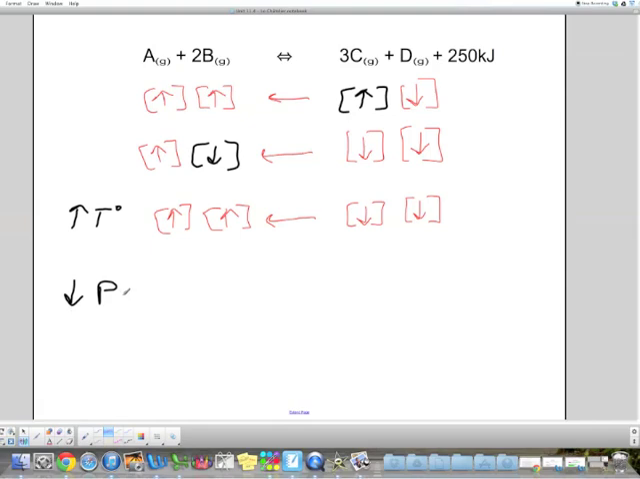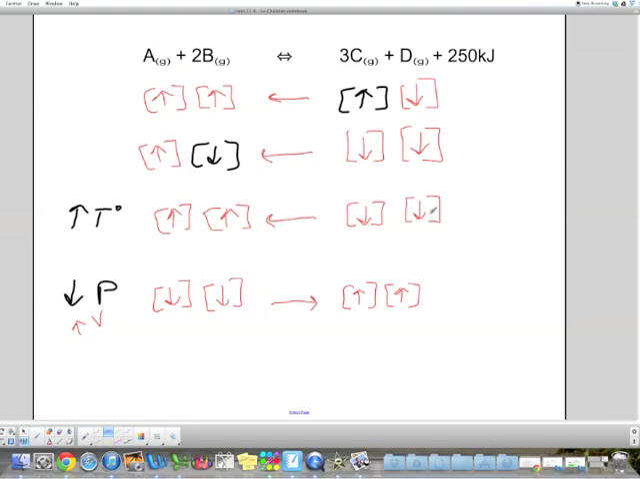What if I decrease the pressure? Well, that means I'm really increasing the volume. If I increase the volume, I have more space. The system can accept more gaseous particles. On this side, I have 1 plus 2, 3 gas particles versus 3 plus 1, 4 gas particles. So in this case, more space, more gas particles. The forward reaction will be favored. So I'm going to be making more of C, more D, and the system will be consuming more A. So this is going down, and the concentration of B is going down as well.